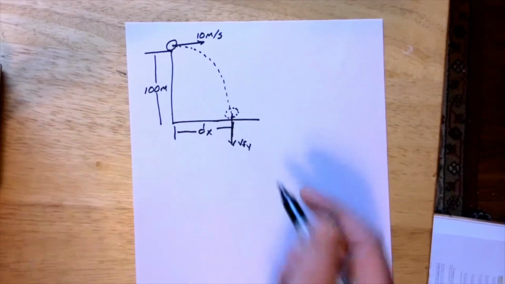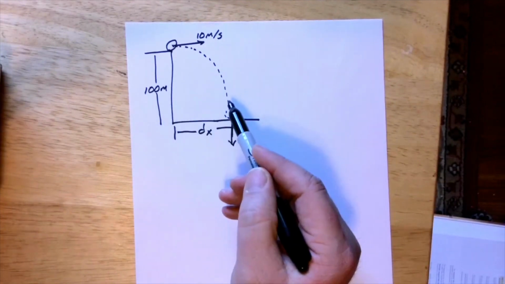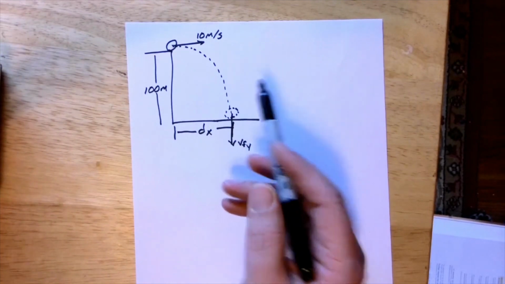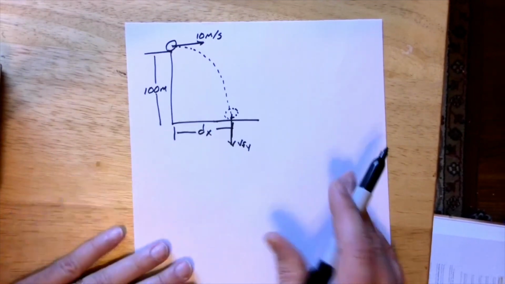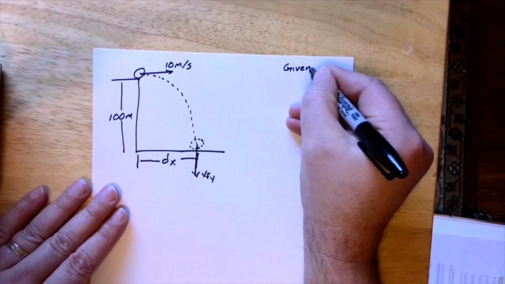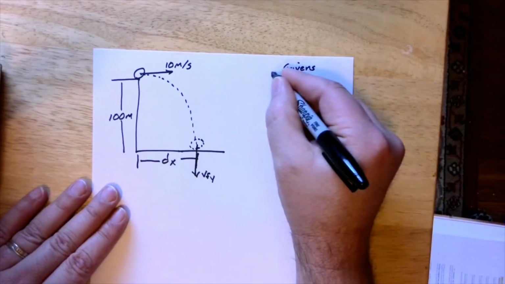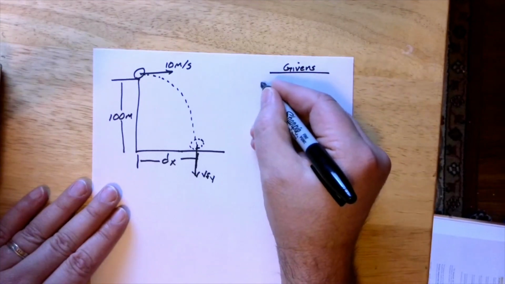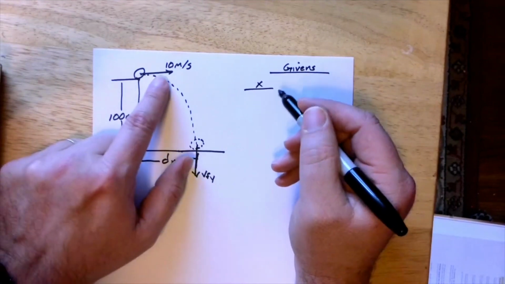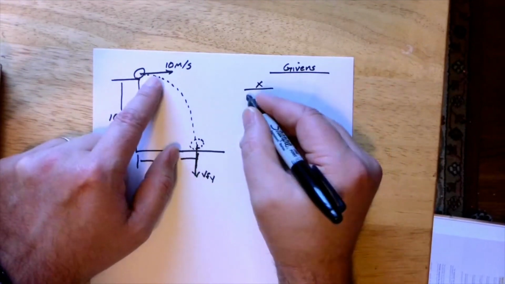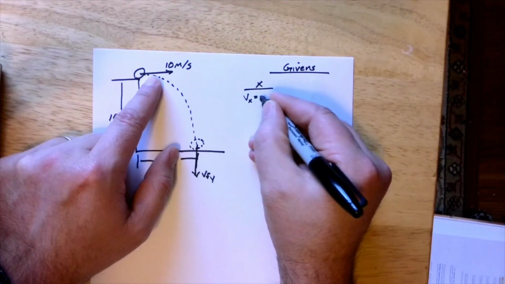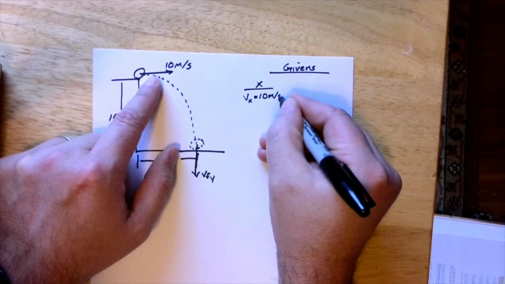All right, now the key to solving a projectile is you need to separate the x from the y. So we have to look at what are the givens in the x direction and what are the givens in the y direction. So I'll write the givens up here. For the x direction, what do we know? Well, horizontally, the velocity, I'm going to put sub x here, is going to be 10 meters per second.